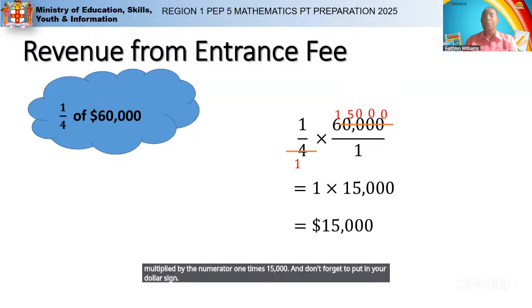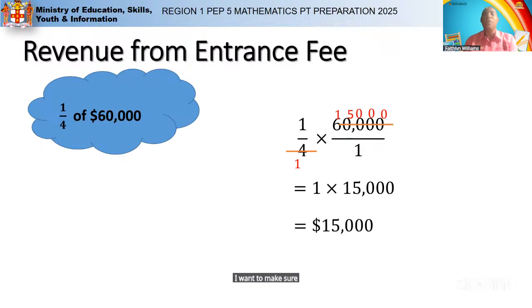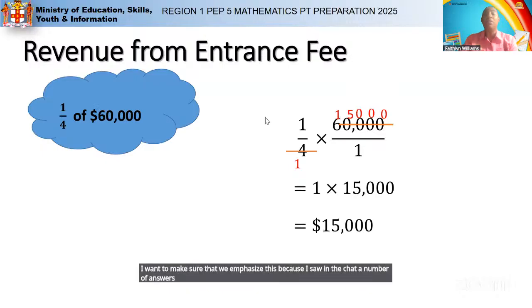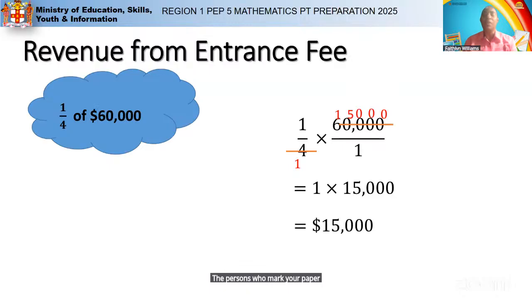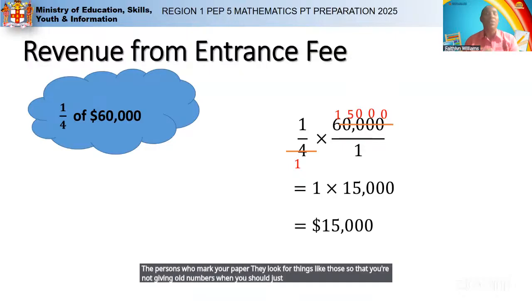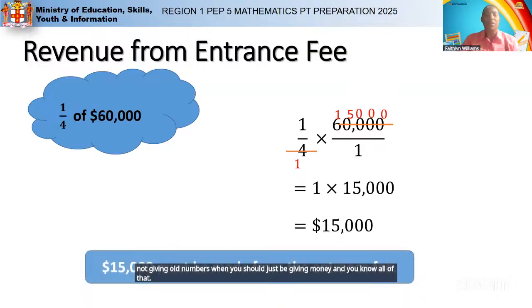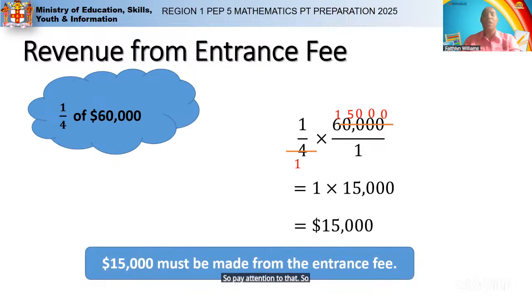I want to make sure that we emphasize this because I saw in the chat a number of answers coming in without the $ sign. So children, we're encouraging you to make sure whatever the unit is, you use it in your answers. Very important. The persons who mark your paper look for things like those, so that you're not giving all numbers when you should just be giving money. So pay attention to that. So we are putting it out there, based on our calculation, that $15,000 must be made from the entrance fee.